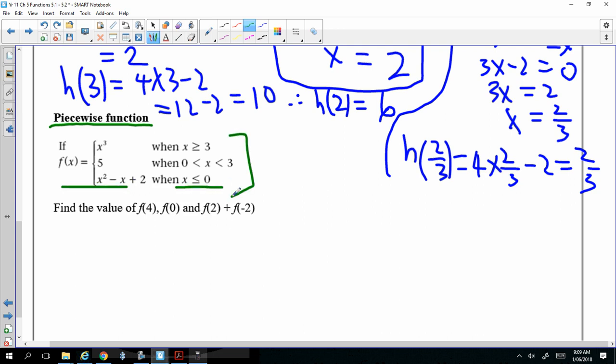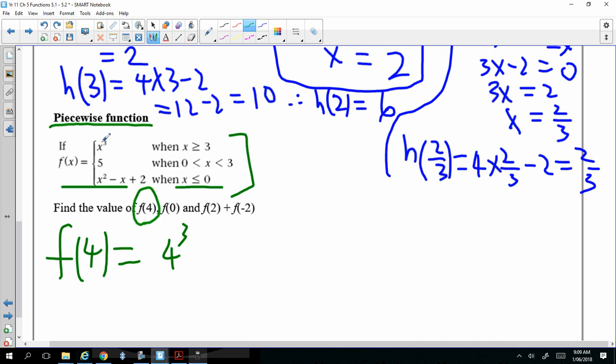Let's find f(4). What does f(4) mean? Now, it gives you different formulas for different x values. So 4, which part does it belong to? The top one, x is more than 3. So when x is more than 3, I use this formula. So therefore, f(4) equals 4 cubed. Because 4 is more than 3, I choose the first option. And what's 4 cubed? 64.